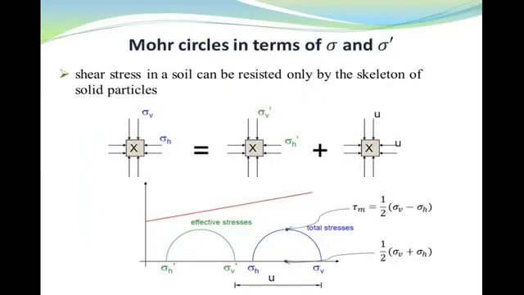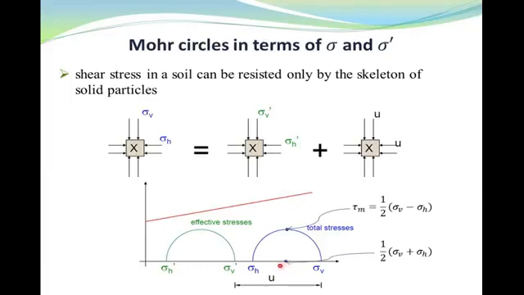It should be mentioned that the shear stress in a soil element can be resisted only by the skeleton of the soil grains. So we need to consider the effective stresses if we have underground pore pressure. So in this case, we have to calculate the effective stresses and then we can draw the Mohr circle, as you can see here, instead of the Mohr circle that we would have with the total stresses.